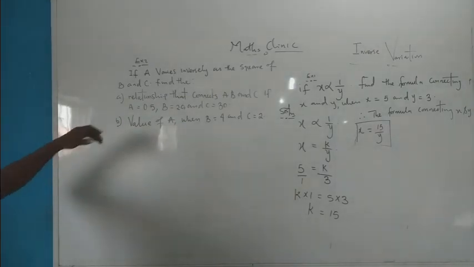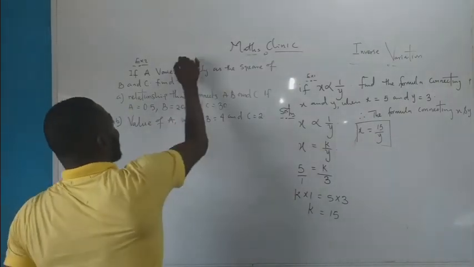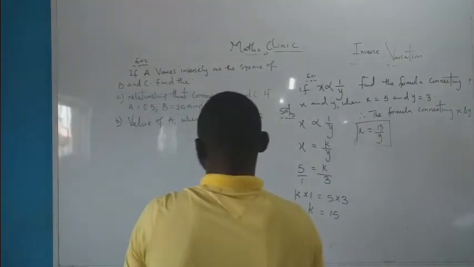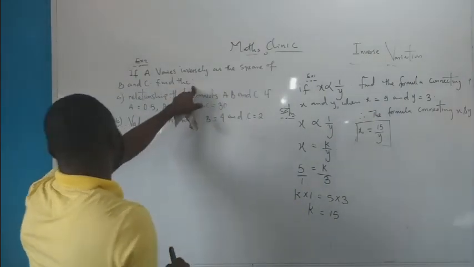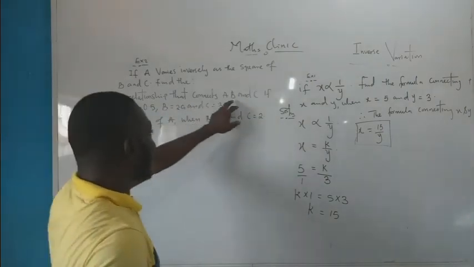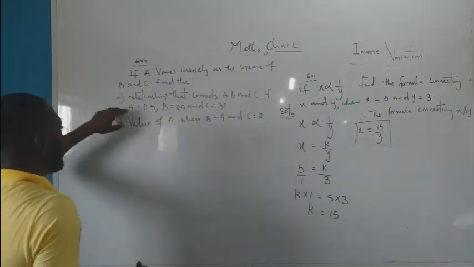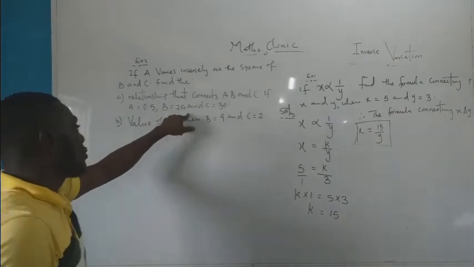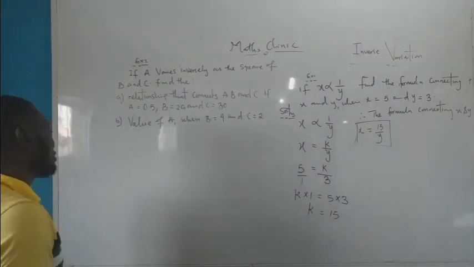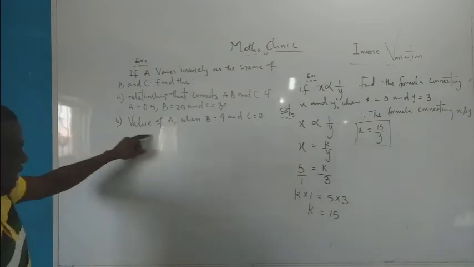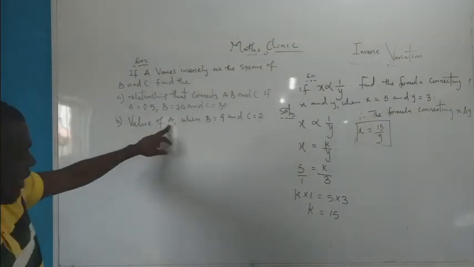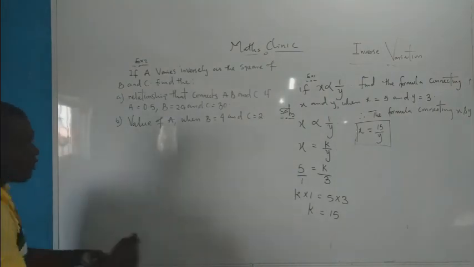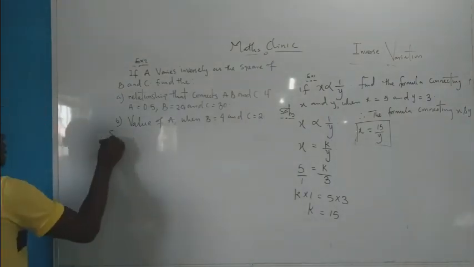If A varies inversely as the square of B and C, find the relationship that connects A, B, and C, if A equals 0.5, B equals 2.0, and C equals 3.0. Then find the value of A when B equals 4 and C equals 2. Solution.